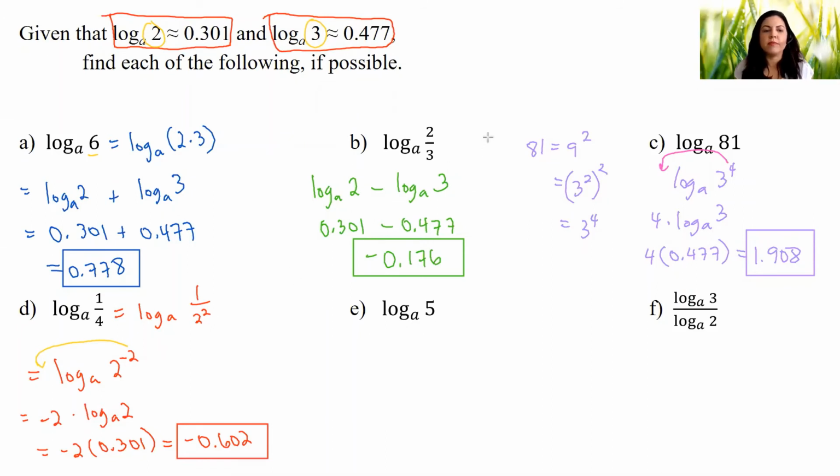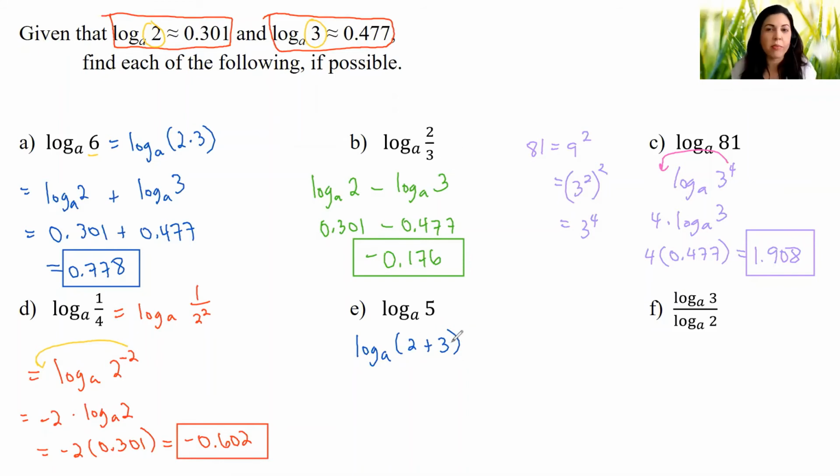All right, next one. We're looking at log base a of 5. So again, we want to know, can we write this 5 in terms of 2s and 3s? We can. We can say this is log base a of 2 plus 3. And now, can we split that up using our properties? Don't fall into the trap.